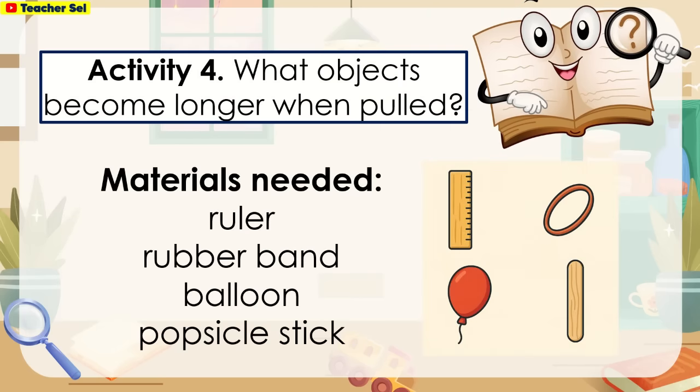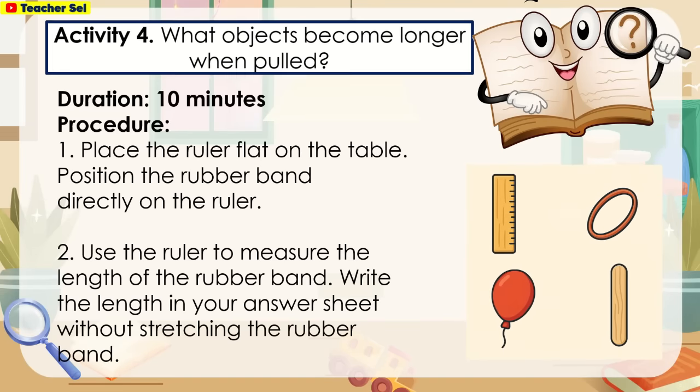For activity 4, what objects become longer when pulled? Here are the materials needed: ruler, rubber band, balloon, and popsicle stick. What objects become longer when pulled? Duration is 10 minutes.